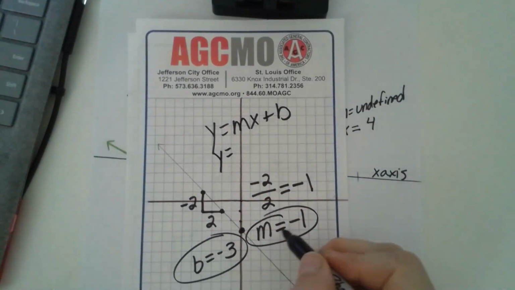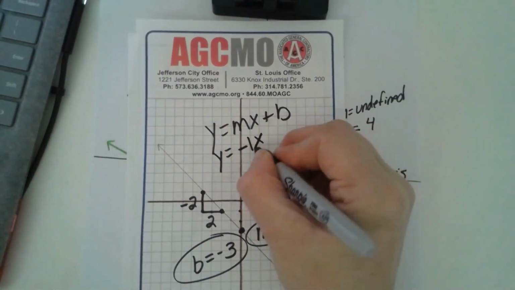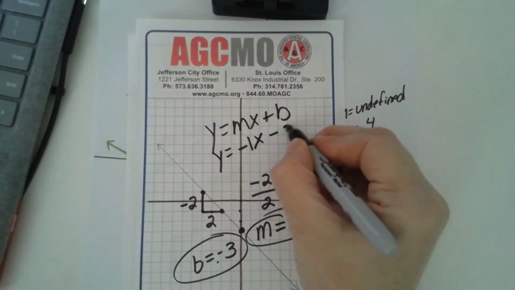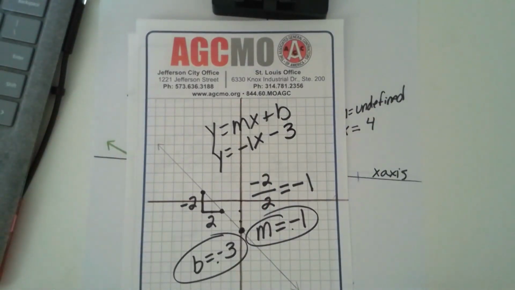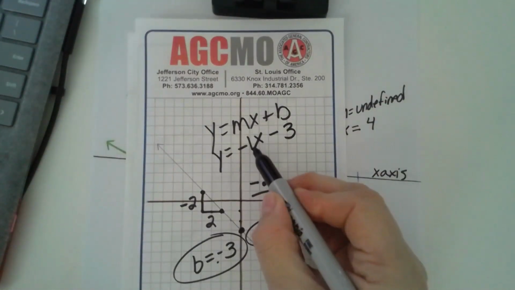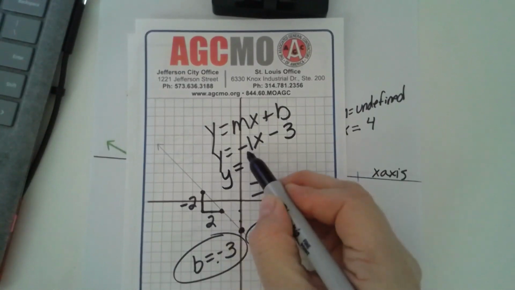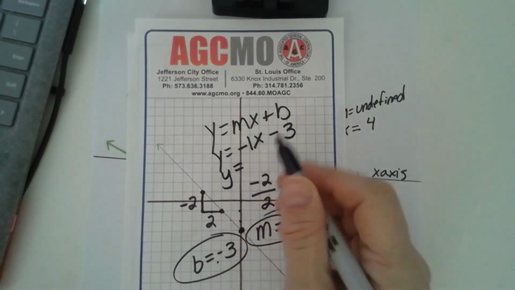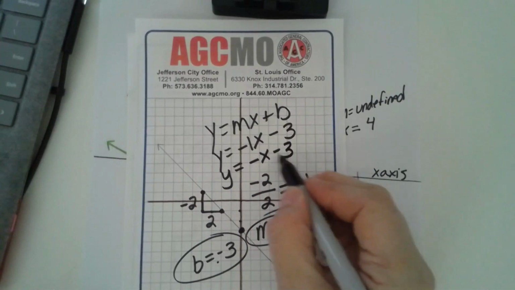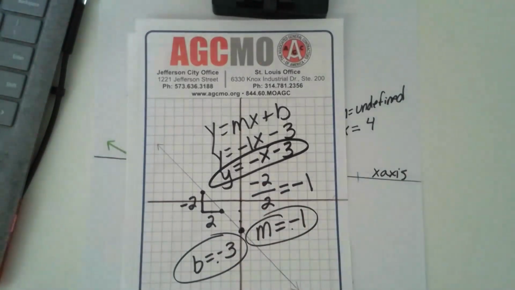Our slope is negative 1. Our intercept is negative 3. And then we could just simplify. And whenever you have a 1, you don't really need that 1 because remember we talked about the invisible 1. So negative 1x just becomes negative x minus 3. And that's the equation for this linear line.